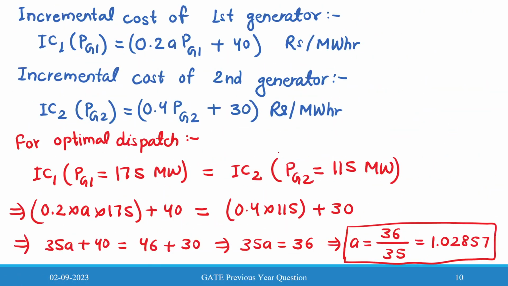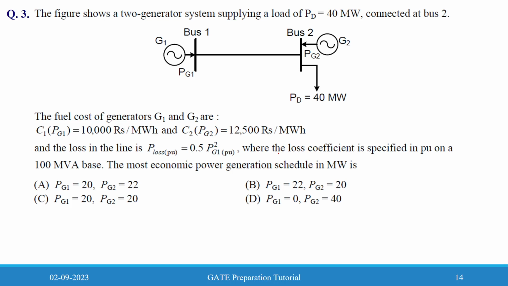So see this third problem. As I mentioned, if P loss comes, then you have to consider the line losses. So here P loss is given. The third question: the figure shows a two generator system supplying a load of 40 megawatt connected at bus 2. So this is the total demand power, 40 megawatt. The fuel costs of generators G1 and G2 are given as 10,000 rupees per megawatt hour and 12,500 rupees per megawatt hour.